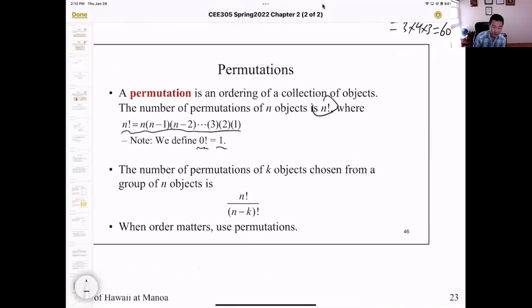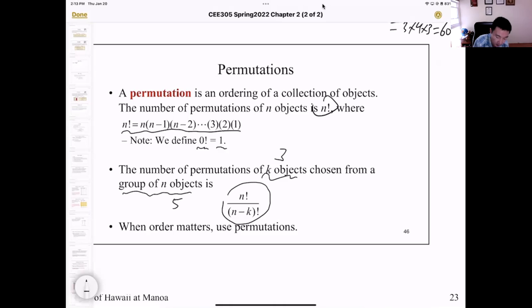The number of permutations of k objects chosen from a group of n objects, such as when we choose 3 lifeguards from the 5 lifeguards for the 3 stations, uses the equation for permutation of this.